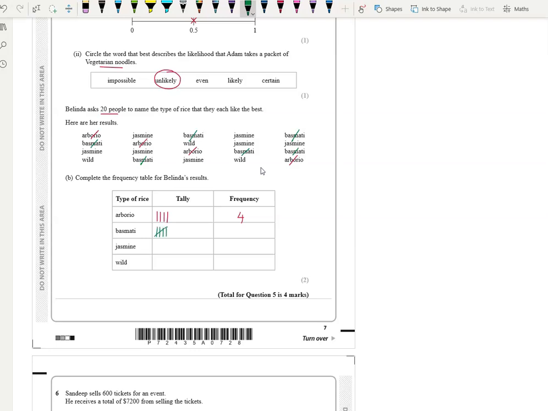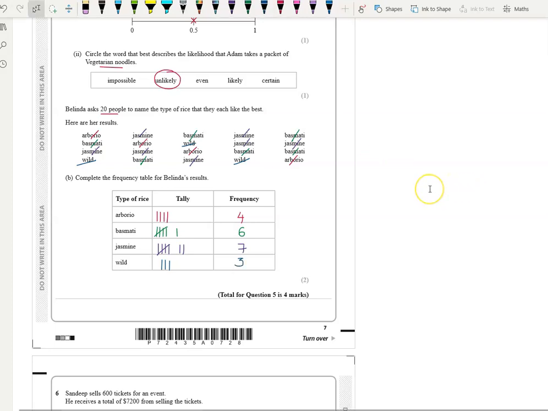The fifth one write diagonally. It makes a pack of 5 and 1. So total is 6. So write here 6. Then for jasmine, you have jasmine is 1, 2, 3, 4, 5, 6, 7. So jasmine is total 7. 1, 2, 3, 4. Fifth one diagonally, 6 and 7. So total 7. And lastly, we have wild is appearing once here, 2 times and 3 times. So 1, 2, 3. So the frequency for wild is 3.